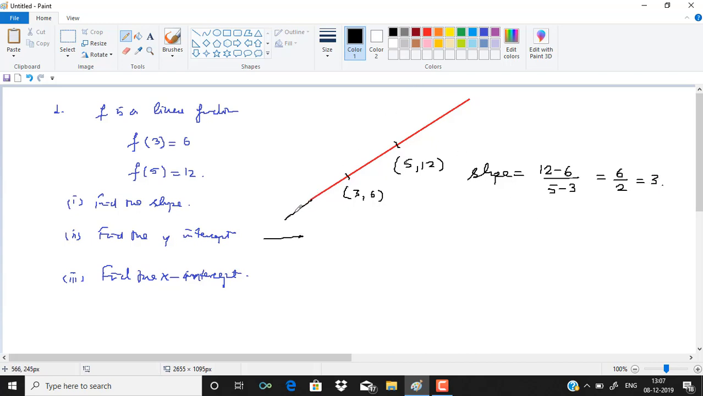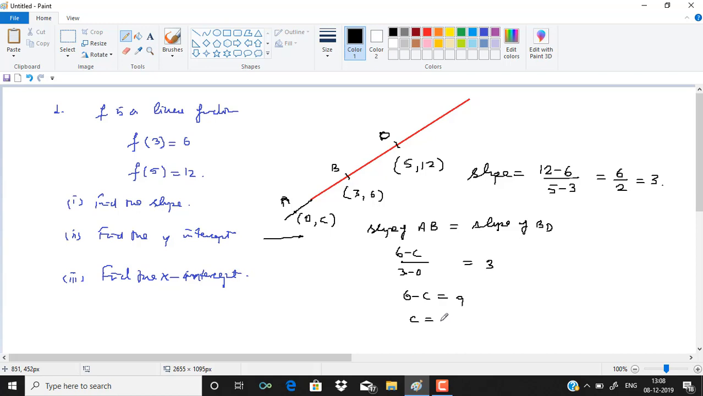Second is saying find the y-intercept. So let us take one more point on this line. Y-intercept means where x is 0. So let us suppose that point is 0, c. So here we see that slope of line, say AB, is equal to slope of line, say BD. What is slope of AB? It is equal to slope of BD, and this will be 6 minus c over 3 minus 0, and this we have already found, which is 3. So 6 minus c equals 9. C is equal to 6 minus 9, which is minus 3.